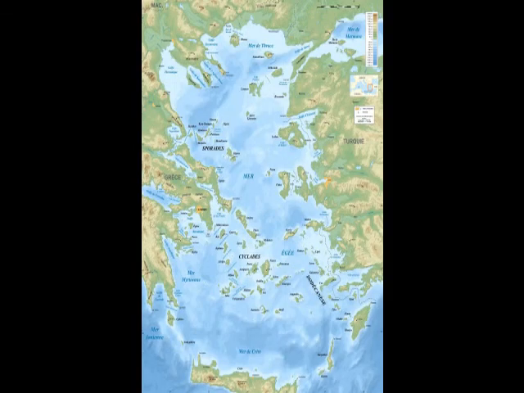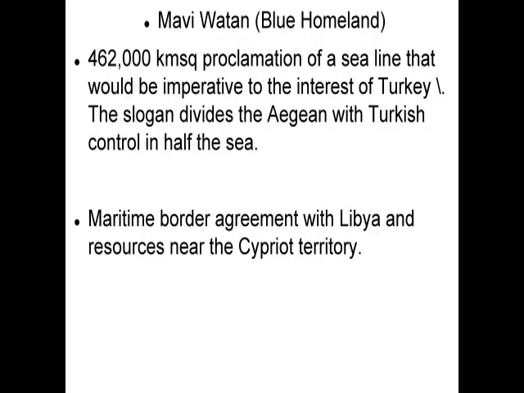This is why they're claiming half of the sea. They're claiming islands like Rhodes, Ikaria, Samos, Chios, Lesbos. All of these islands are being claimed by Turkey. In this manner, we see that the dispute is becoming more and more complicated. We see that although Mavi Watan may be a political slogan, it is also an extension of Turkic strategic influence and its strategic ambitions. Now, here's another aspect.